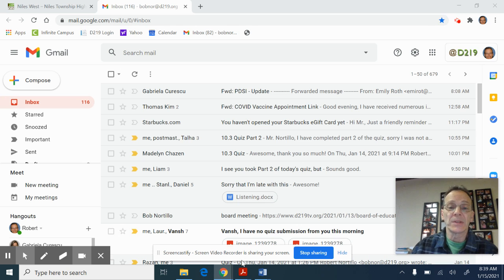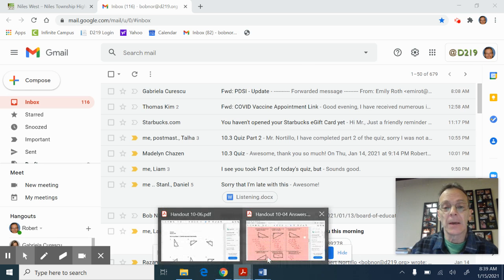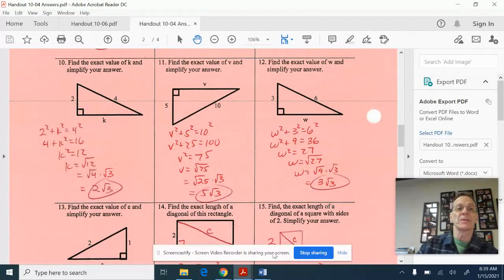Hey, this is lesson 10.6. We're skipping 10.5 from last year. So this is 10.6, and I want to start by looking at some of the problems from the 10-4 homework assignment.